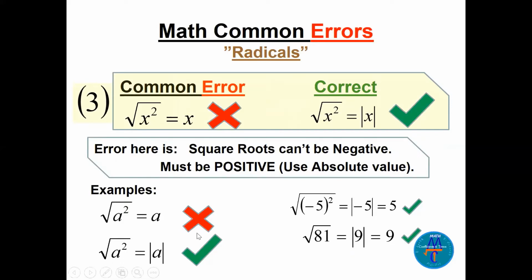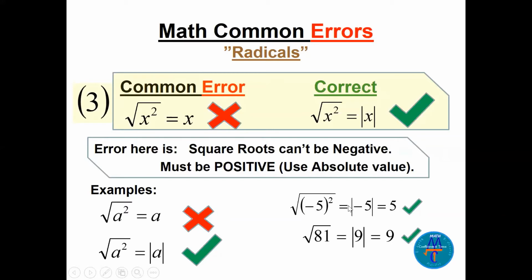If you have square root of x squared, somebody says this is equal to x. That's wrong. The correct answer, square root of x squared, should be absolute value of x, because square roots cannot be negative. If you write x, it looks nice, but it's wrong. Maybe we have square root of minus 5 squared. So the x here is minus 5. If you write only minus 5 on the right side, that's wrong.